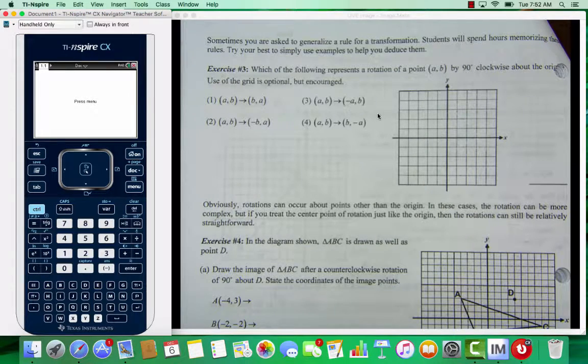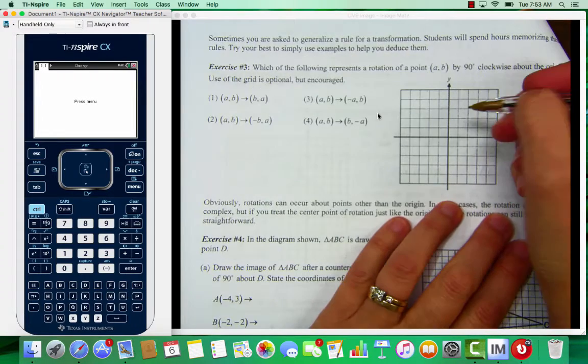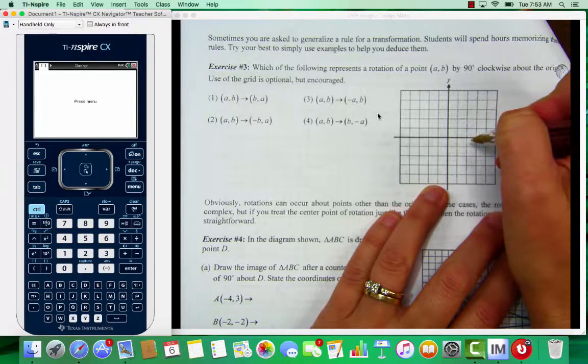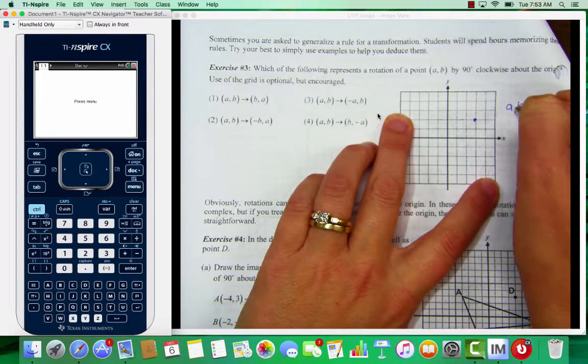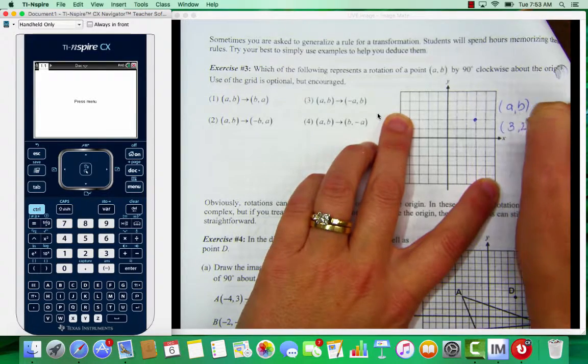All right, on the back, what we're going to do is ask to kind of come up with a rule for some of our transformations. So in exercise 3, it says, which of the following represents a rotation of a point, some point AB, by 90 degrees clockwise around the origin, and it says the use of the grid is encouraged, but it is optional. However, for me, I actually need to work it out and see the picture. So what I'm going to do is just plot some point where I don't have coordinates that are the same, like 3, 2. So my AB is going to be the point 3, 2.